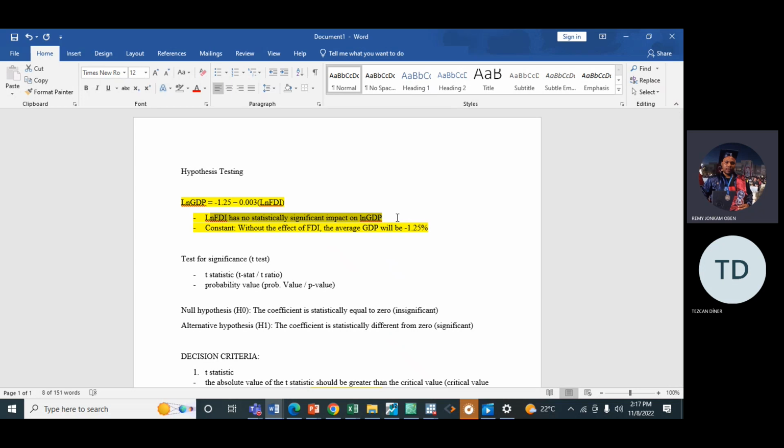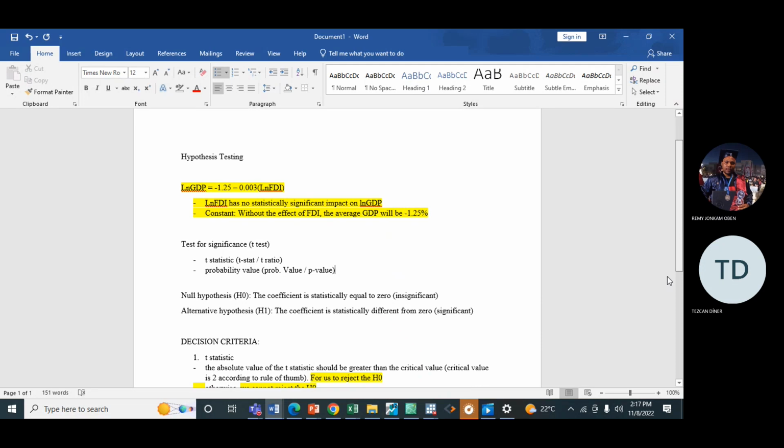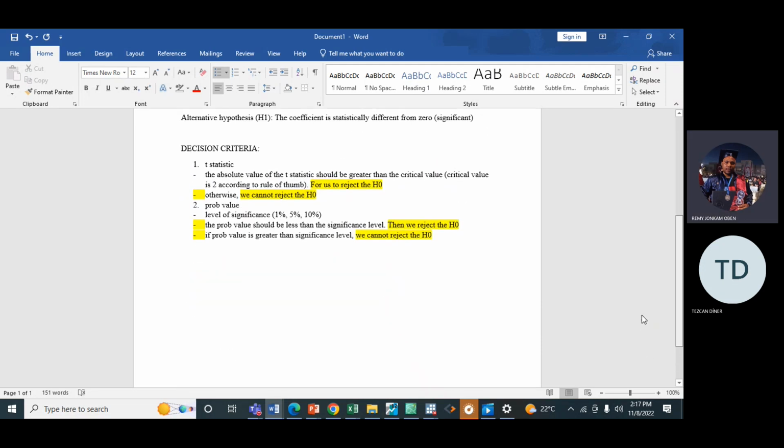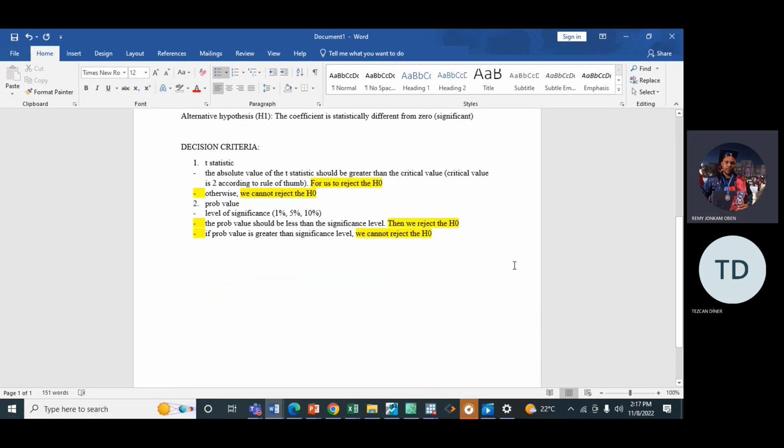But if it was significant, then we would do the interpretation by saying that a 1% increase in FDI will cause this percent decrease in GDP on average. We can only do those interpretations if we have significant coefficients. If the coefficient is not significant, we don't interpret. So you discover that whether you are using the T statistic or the probability value to make that decision, you will have the same answer, right?